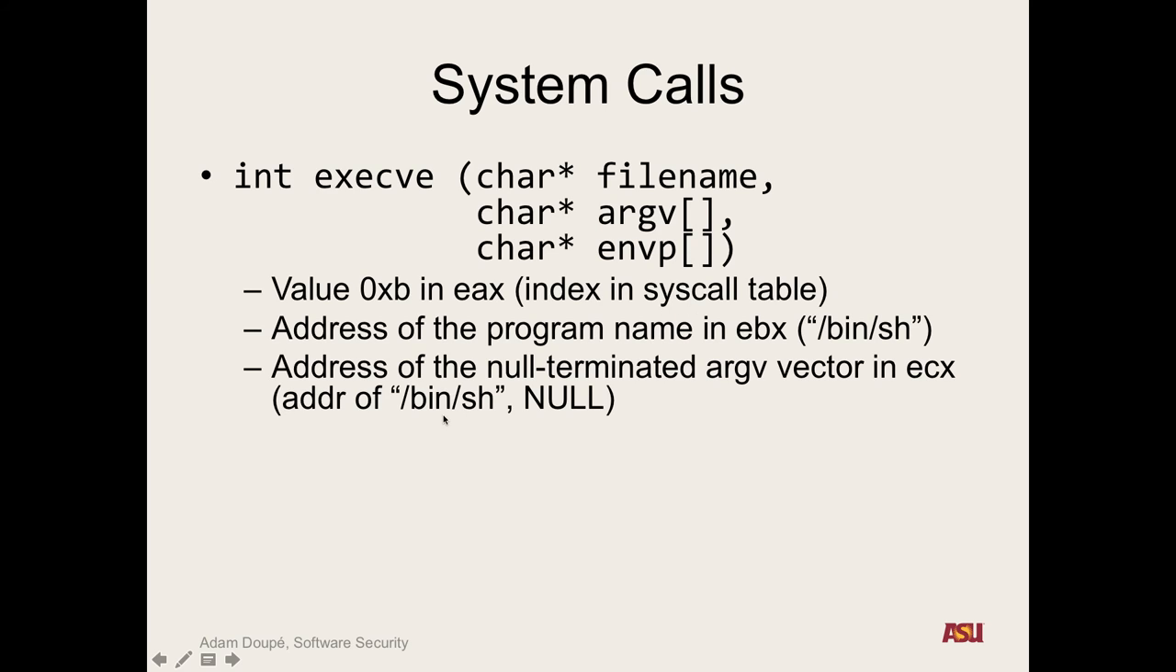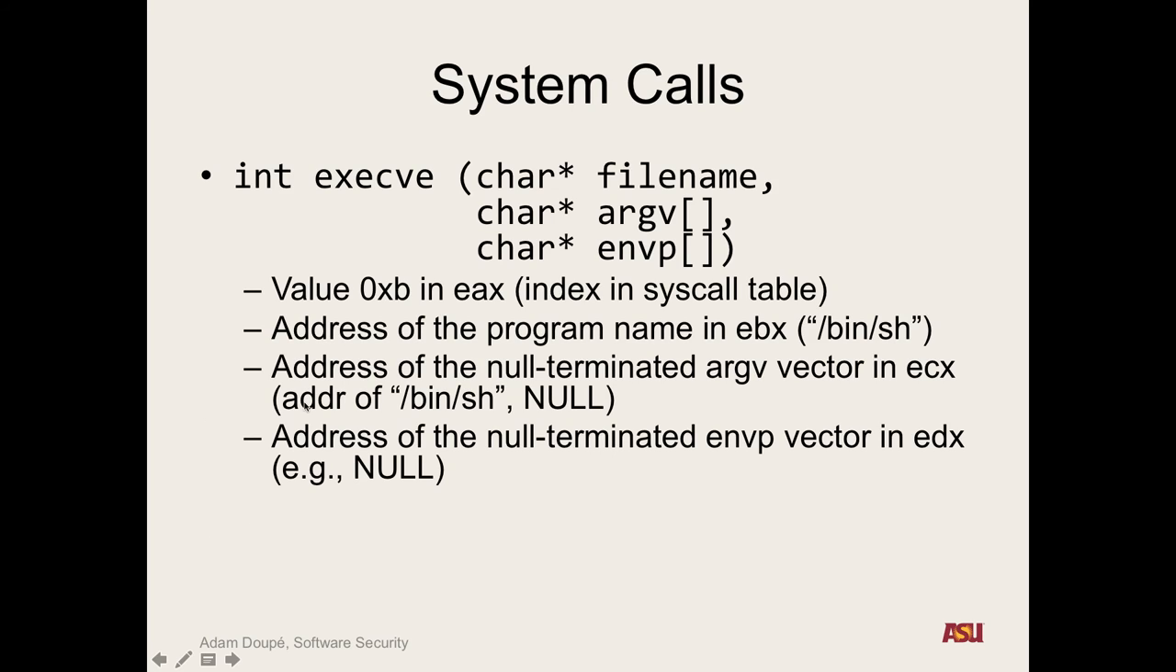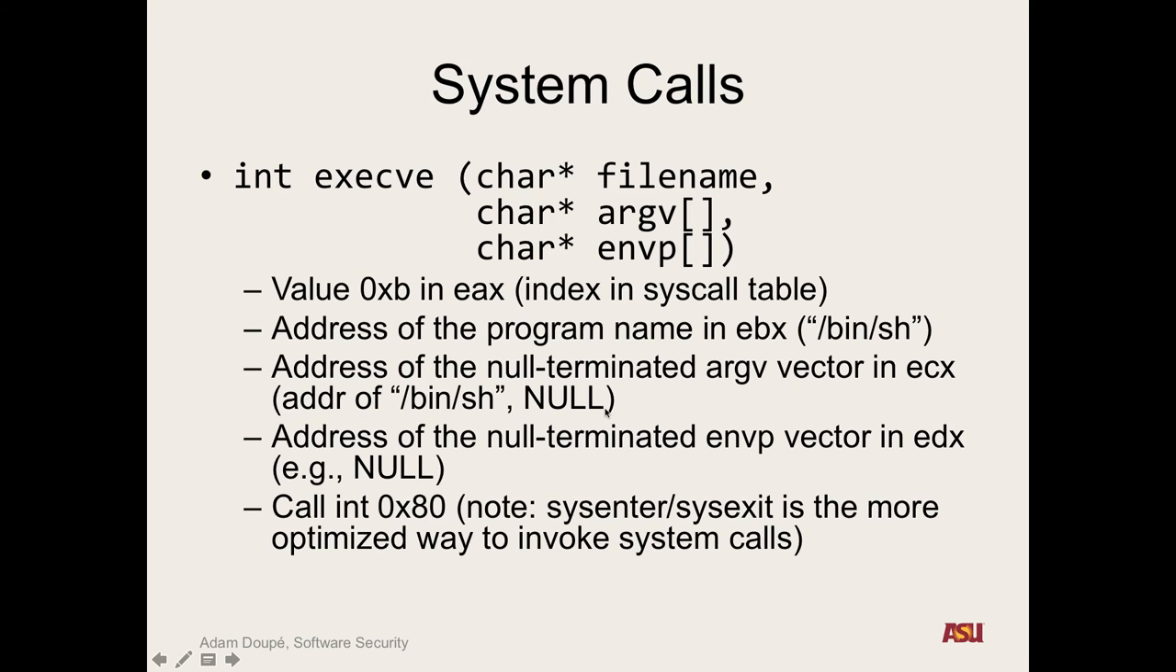So in ECX, we're going to have the address of this null terminated argv vector. Right, so it's going to be a pointer to something, and that first something is going to be a pointer to bin sh, and the next thing after that is going to be null. And so finally, the environment pointer is just going to be null, right? That's pretty easy. And then we're going to finally call int 80. So that's a x86 instruction, int 80. It means execute a software interrupt, and the specific interrupt is 80.